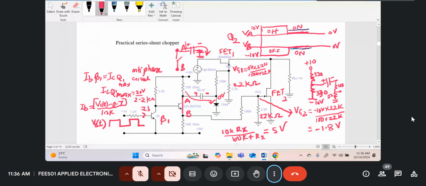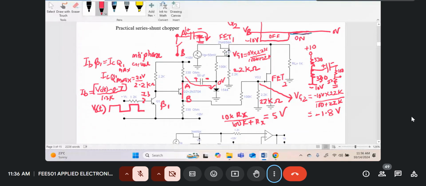And like the ones which I've just shown you here, the smallest value we are getting is like 5 volts to be able to switch the device completely off. Okay, so this is the series shunt chopper, a bit of its working. If you're using two same devices for the series switch and shunt switch, you need an anti-phase circuit here to be able to ensure that when one FET is on, the other FET is off.